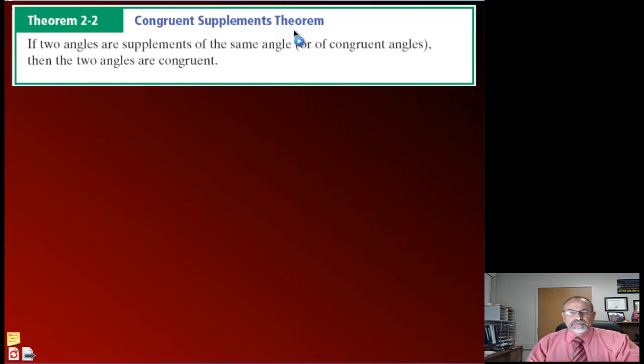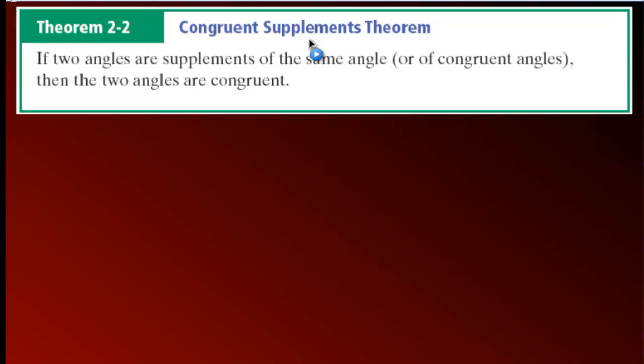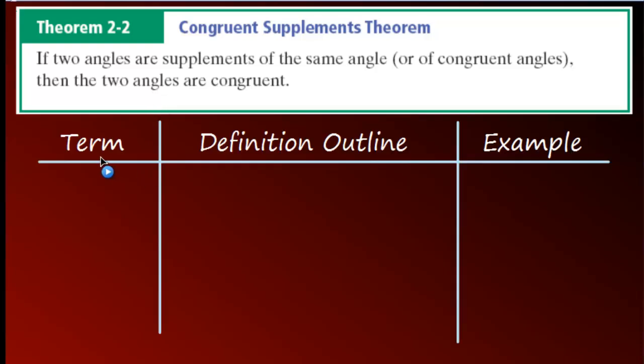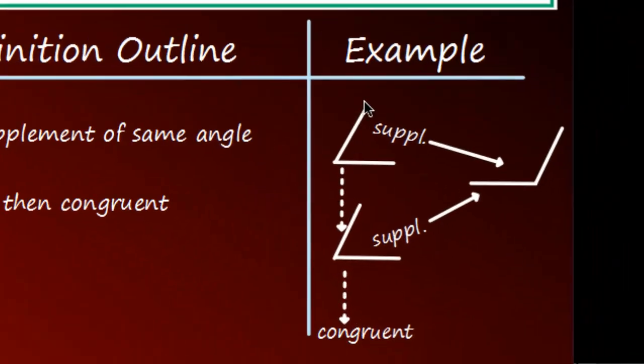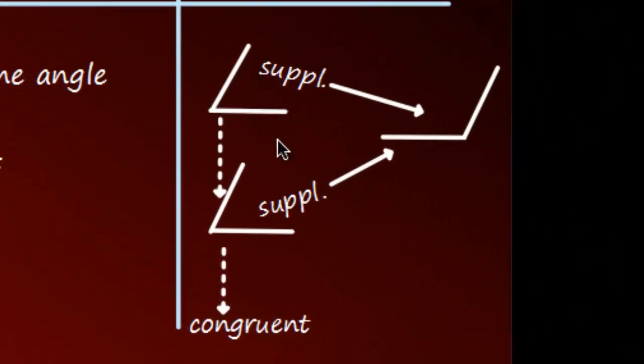The congruent supplements theorem. Supplement should remind us of the word supplementary. So if two angles are supplements, or supplementary, to the same angle, then the two angles have to be congruent. A little picture here: if we took this angle and added it to this angle, it would equal 180, so these would be supplementary. Then if I took this other angle and added it to this angle, it also would equal 180, making this supplementary to this.